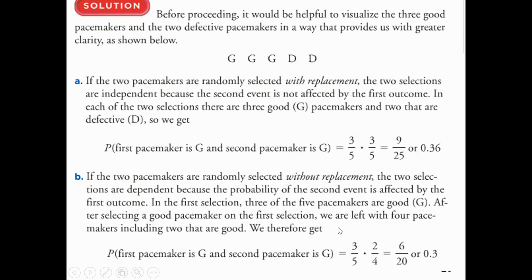Second, doing the same problem, but now considering you didn't replace the first one. The first time out, there are three chances out of five of getting a good one. I pull that to the side. I go back in the second time. Guess what? There's only four now left because I've taken that one good one out. And out of those four, only two are good. If I did it again, it'd be one out of three. I couldn't do a fourth time because there's only three good ones to begin with. So you've got to consider: are these events dependent or independent?